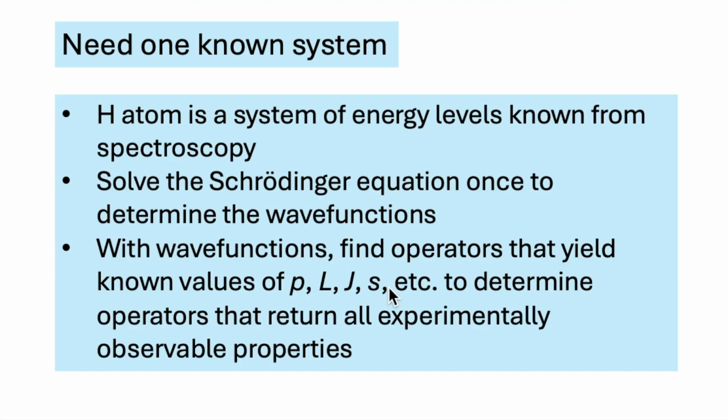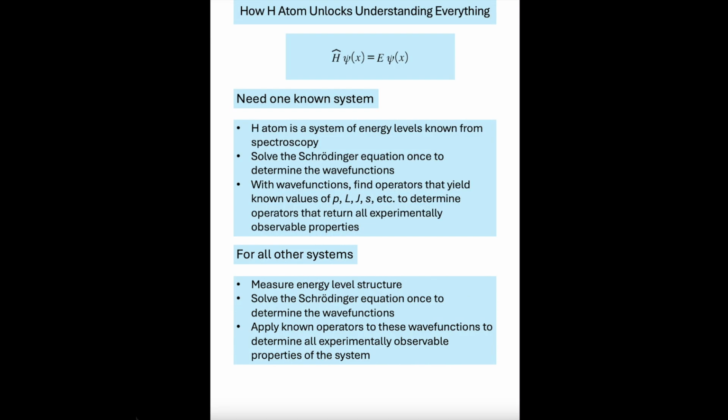We can do that all for the hydrogen atom, and then the wave functions are system specific. Each atom has its own set of wave functions, but the operators are universal. So once we've determined the operators from the hydrogen atom, we can use them for all other systems. Then we can measure their energy level structure, solve the Schrödinger equation, get the Hamiltonian for that system, and then apply the known operators to the wave functions we found to find all other experimentally observable properties of that system.